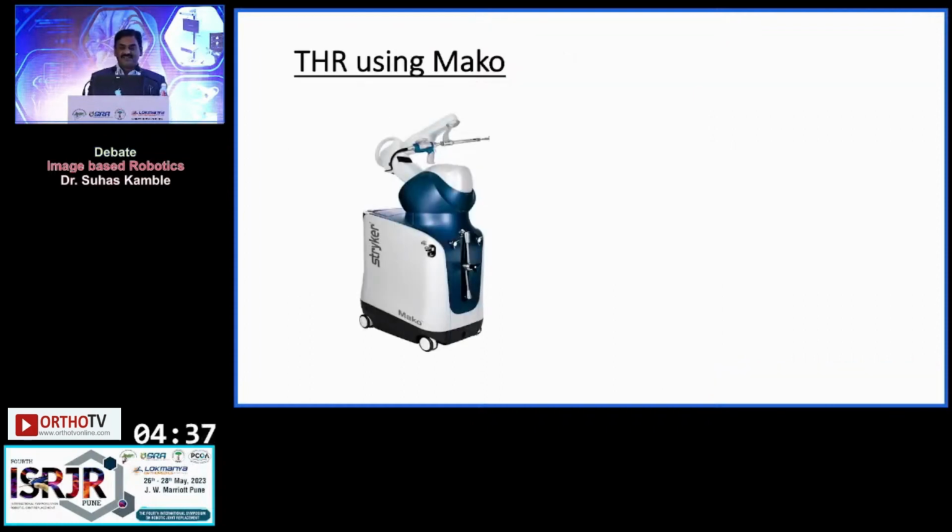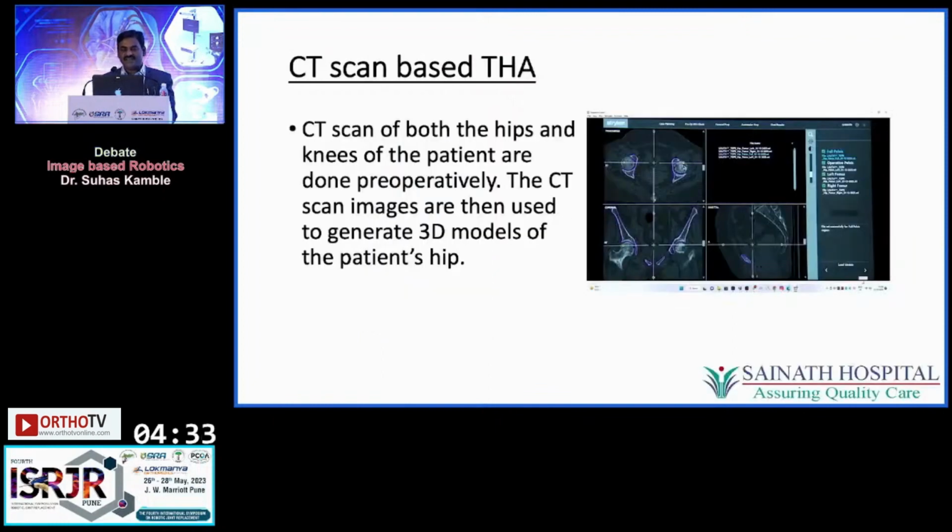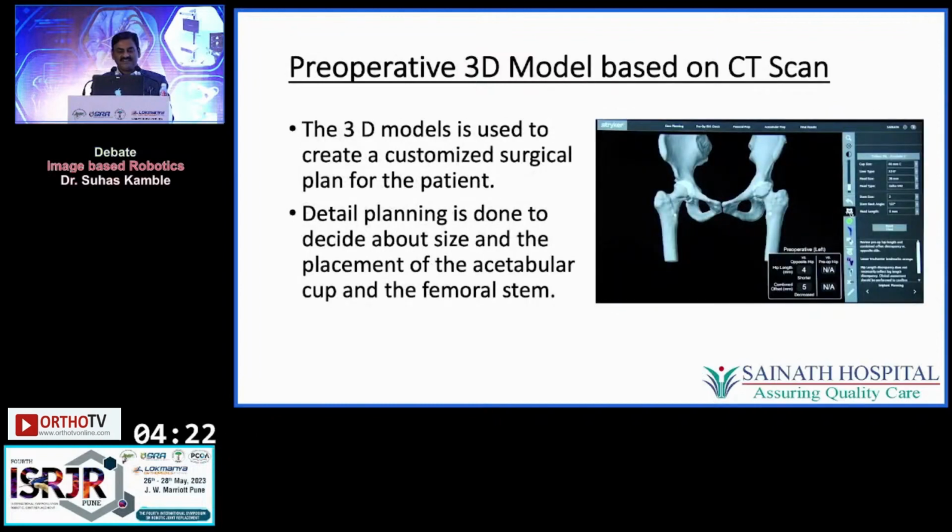We'll see first the use of the Mako robot for THR. In this, we do a CT scan of both the hips and the knees of the patients. The CT scan images are then used to generate a 3D model of the patient's hip. The 3D model is then used to create a customized surgical plan for the patient. Detailed planning is done to decide the size and placement of the acetabular cup and the femoral stem.